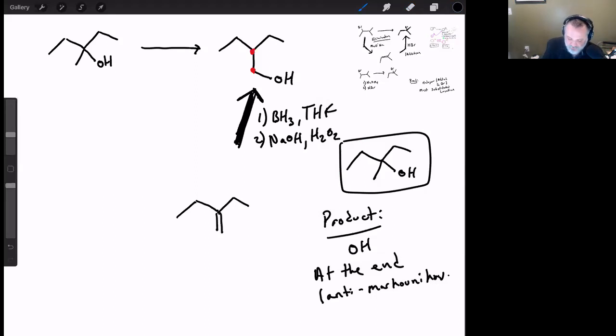Well, now I want to start to make some considerations about this product. Let's think about it. It's an alkene, and it's got a double bond, but the double bond is actually in the least substituted location, so it's a Hofmann alkene. All right, so that's going to lead us to some considerations.